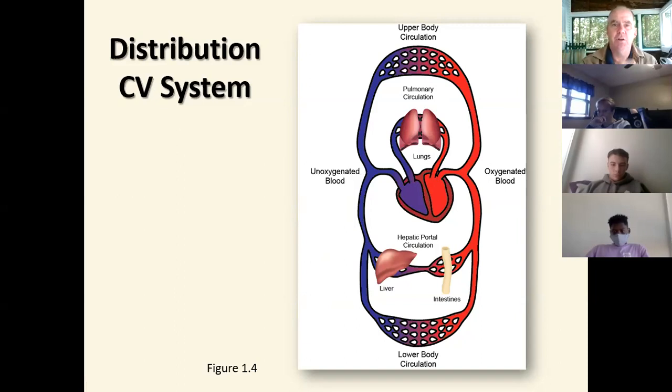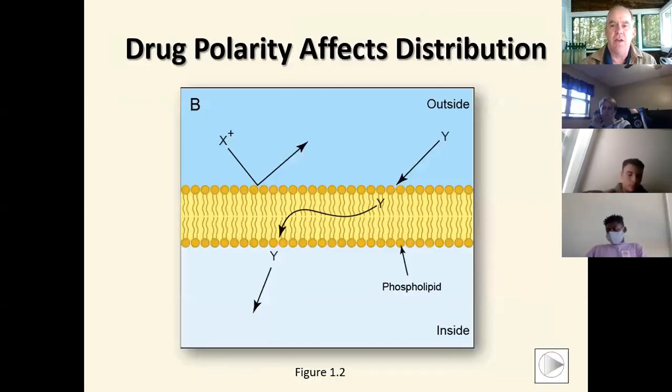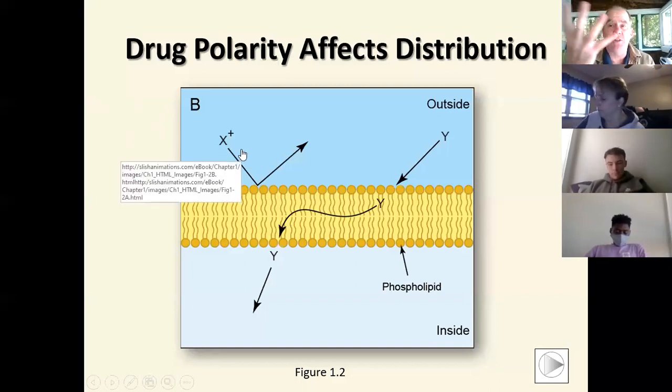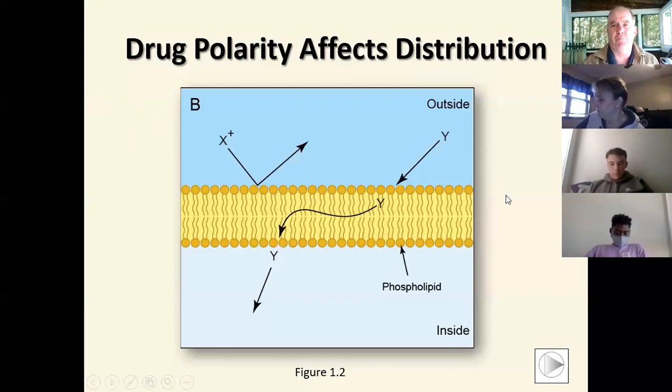I don't want to spend a lot of time here because I think it's kind of on the simple side. And like everything else, polarity affects distribution through the blood, through the circulatory system. If you've got a polar drug, it will go into the blood system pretty easily and travel around in the blood. If it's non-polar, it's not really going to dissolve in that water system of the blood.